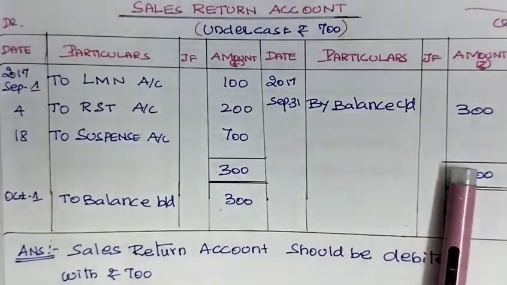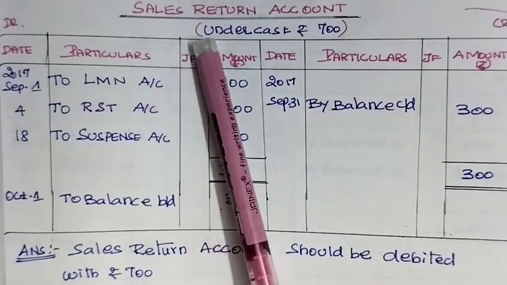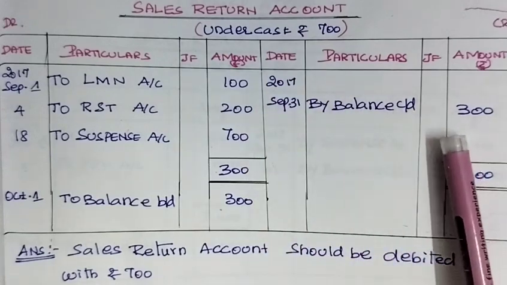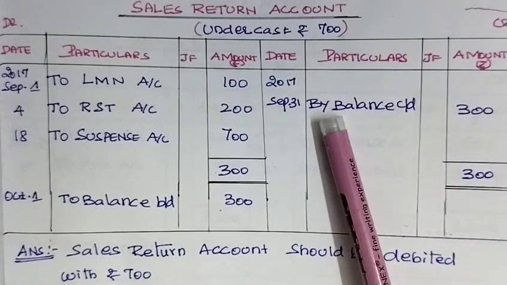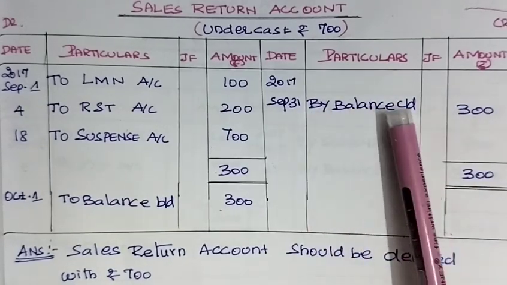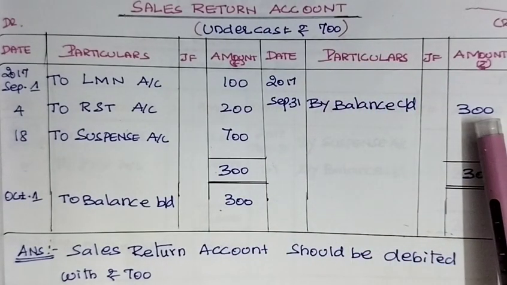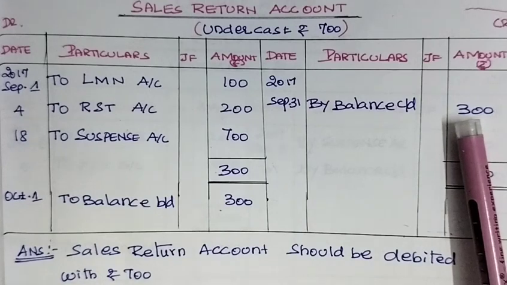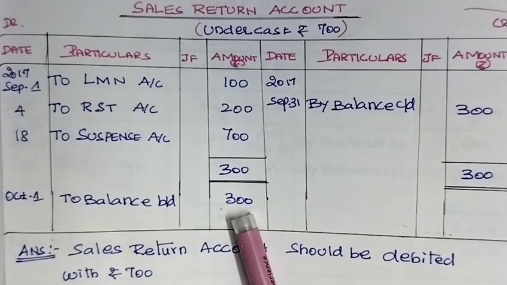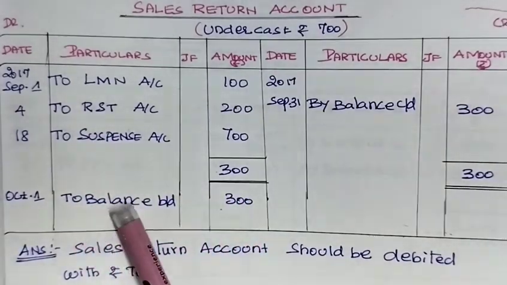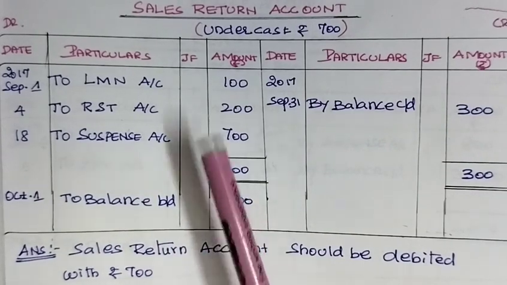Okay, then we have to find out the closing balance of the sales return account. So the difference value you have to enter on the lesser side. Against this you write 'by balance carried down'. This is the closing balance of the sales return account. Then you bring down that 300 rupees to the opposite side and enter it below the total. Against this you write 'to balance brought down'. So this is the opening balance of the sales return account.